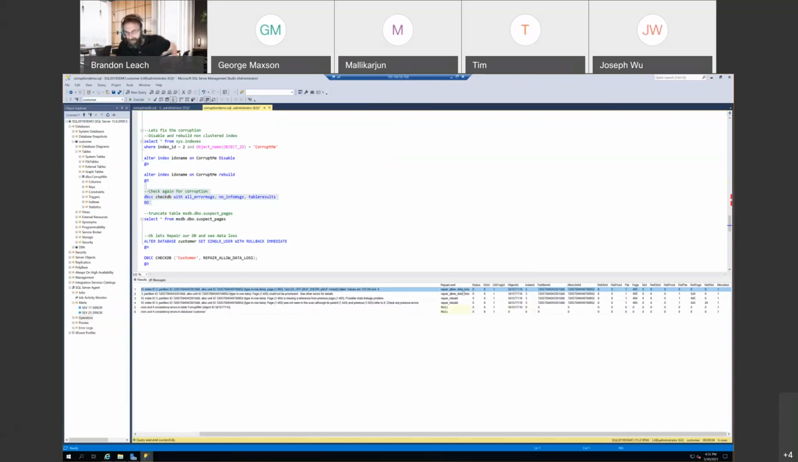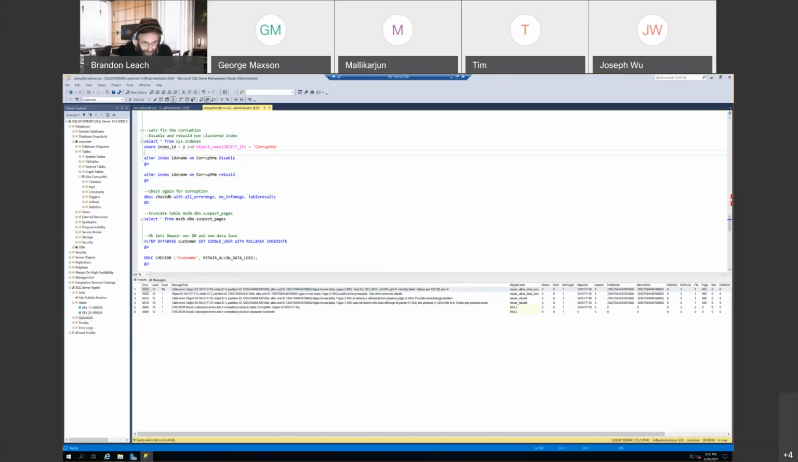So, but we don't actually need to run repair allow data loss. What we actually need to do in this scenario is simply alter the index and disable it, and then rebuild it. It's a non-clustered index. It is not the table itself. It will rebuild just fine. And all of these other related errors will go away.